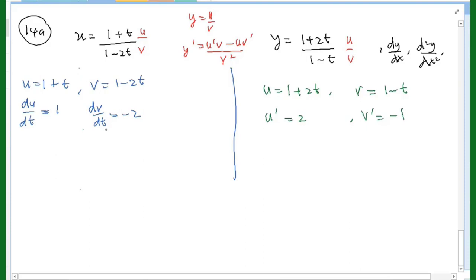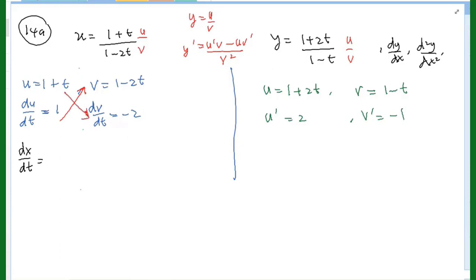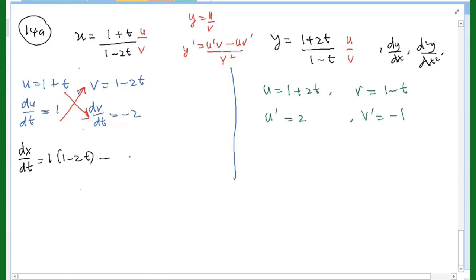Okay, so now we want to find dx/dt. Up here minus down here: 1 times (1 minus 2t) minus (1 plus t) times negative 2, over (1 minus 2t) squared. Done for dx/dt. Not yet simplified. So let's start.